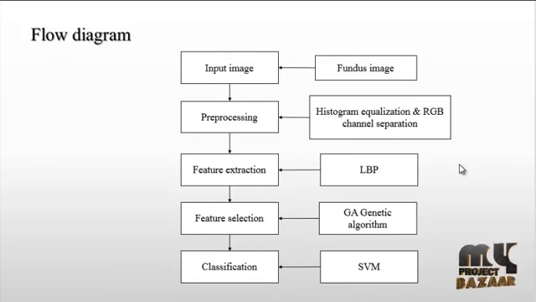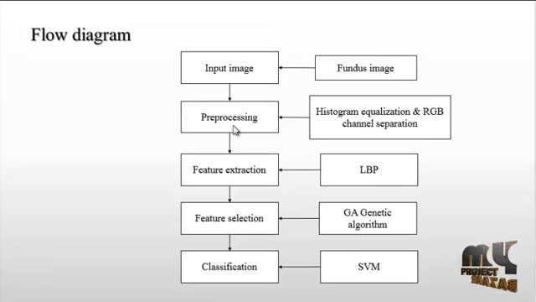Now let us discuss the flow diagram of the process. This is the overall flow diagram, and it has six modules. First, the input image: here we select the fundus image from the dataset, one image is taken as the input image. Then comes pre-processing.